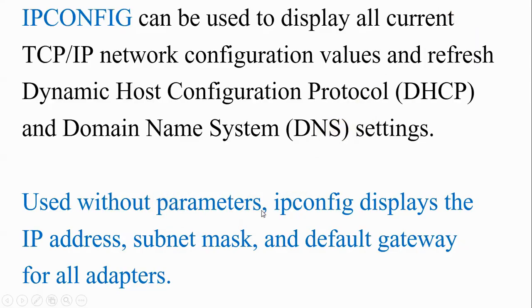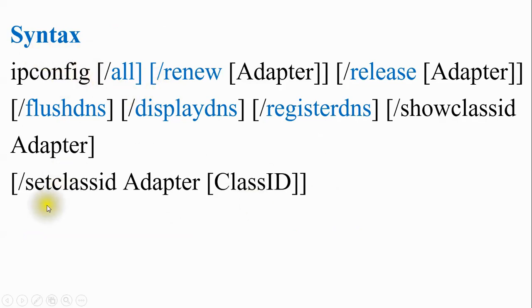So these are the syntax here. You can use multiple syntax with the ipconfig command, like you can give ipconfig /all, /renew, /release, /flushdns, /displaydns, /registerdns, /showclassid. Lots of parameters you can use.